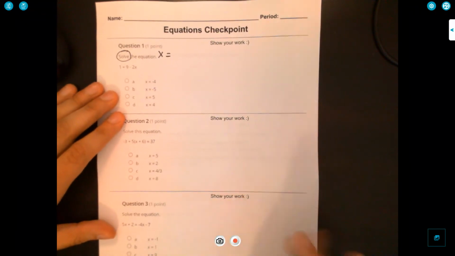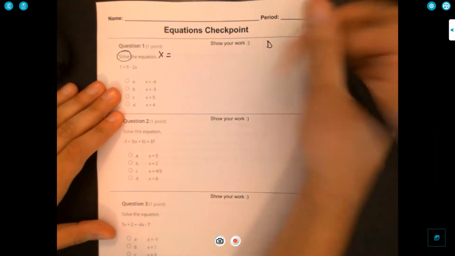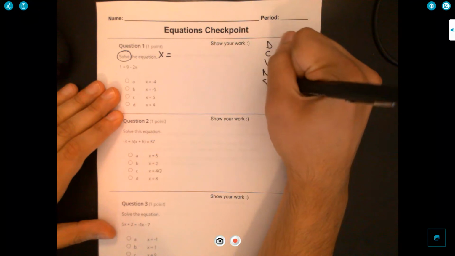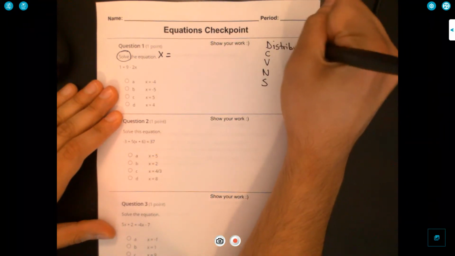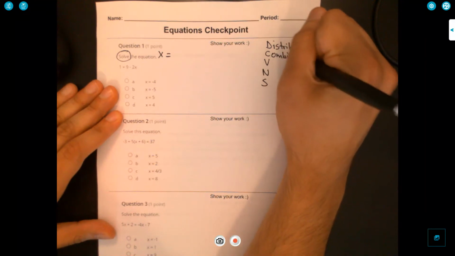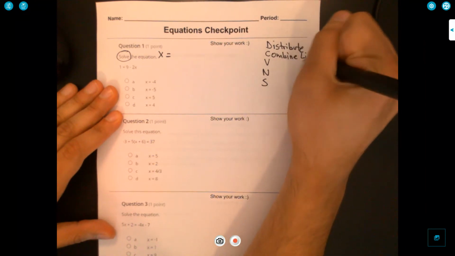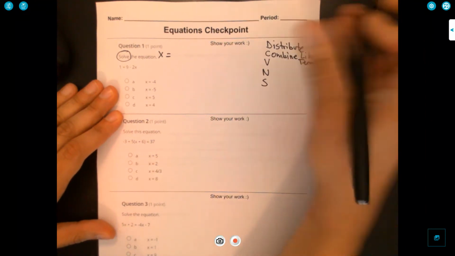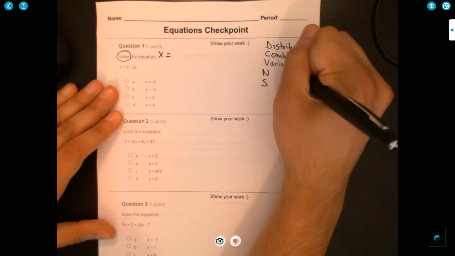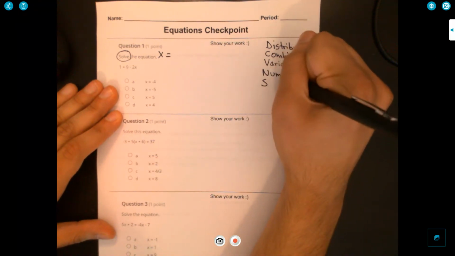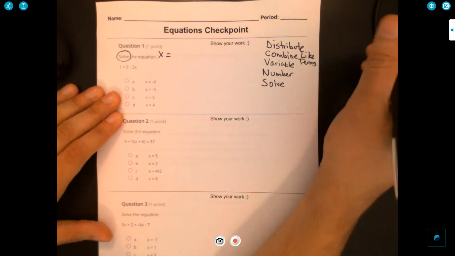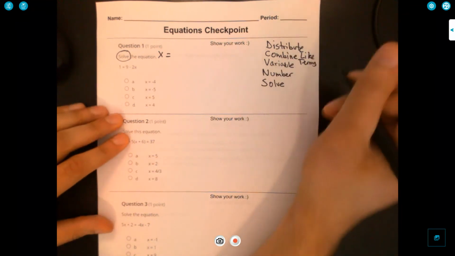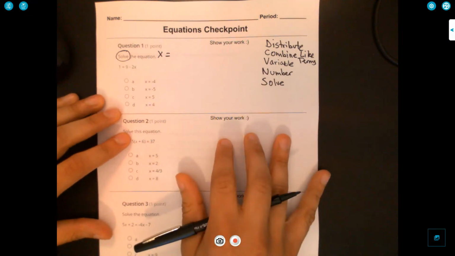So whenever we're solving equations, remember: dumpsters contain very nasty stuff, which is distribute, combine like terms, move the variable over to one side of the equal sign, then move the number to one side of the equal sign, and then solve by division or multiplication, depending on what the instance is.